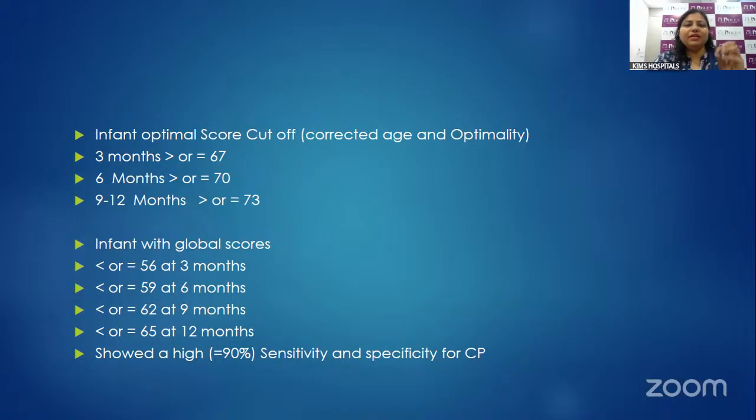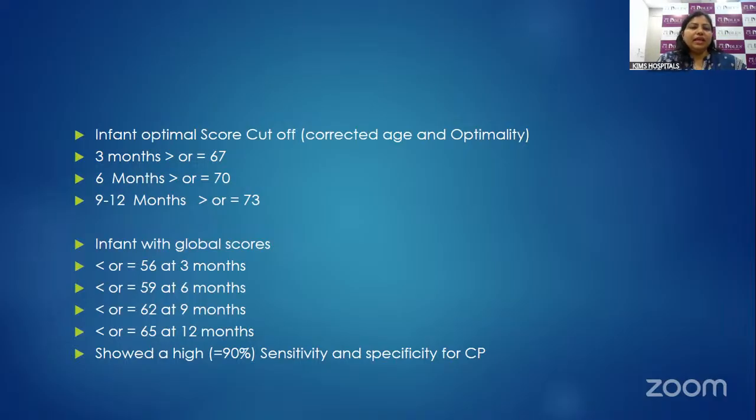So what happens, there is something called optimal score cutoff. So let's say the child who is smaller will definitely get somewhat lower marks. So from 3 months or less than that, if the child scores 67, that is okay. A 6 month baby, if they score 70, that is also okay. 9 to 12 months, if the child is scoring around 73, then also it's okay. So these are some cutoffs.